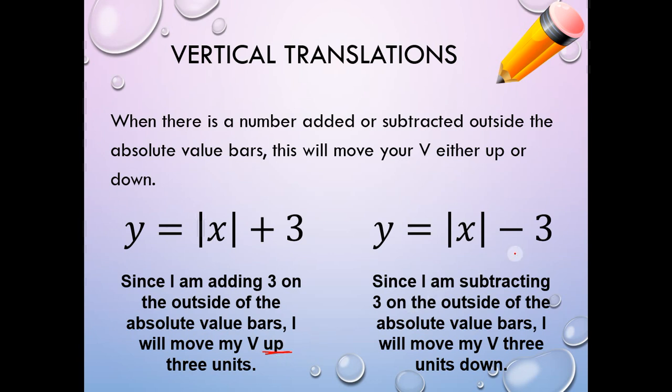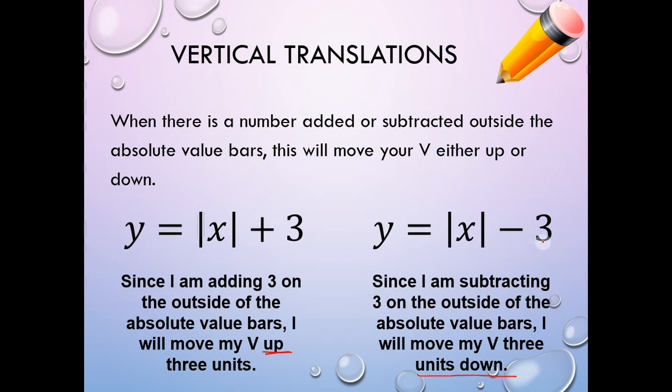Same thing happens if you have a negative outside. So if I'm subtracting 3 on the outside, notice how I'm subtracting 3 on the outside. You're going to move your V 3 units down. So I'm going to always move it either up if it's positive, that number of units, or I'm going to move it down if it's negative, that number of units.